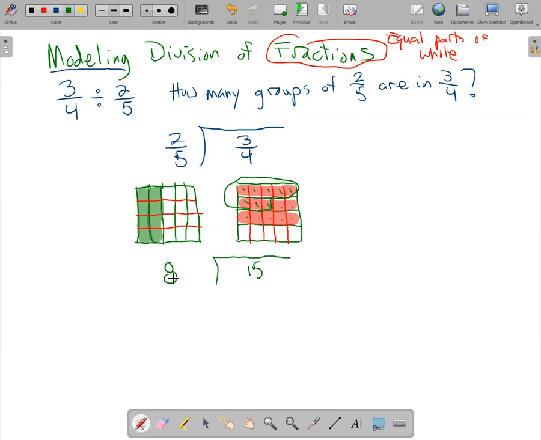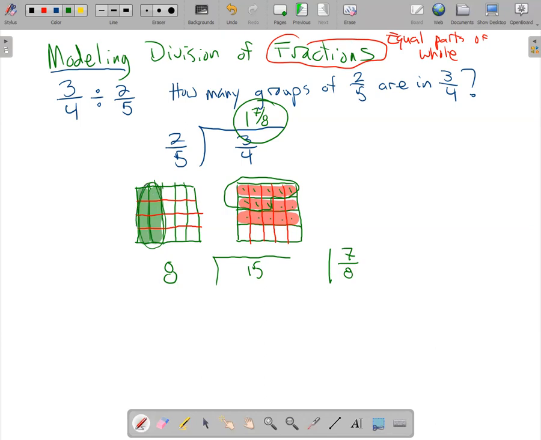So the question of how many times does 2/5 go into 3/4 is very much like the question of how many times does 8 go into 15? Well, 8 goes in there once. There's one whole group in there. And then there's a part of that group of 8. What part? Well, there's 7 out of 8 pieces left in there. So 8 goes into 15 one time with 7 out of 8 left over.